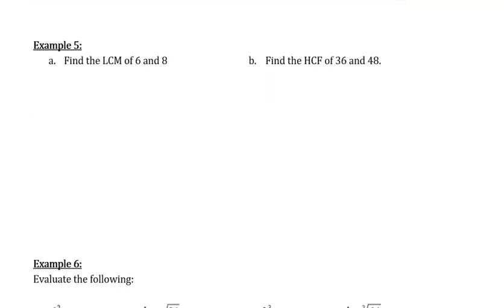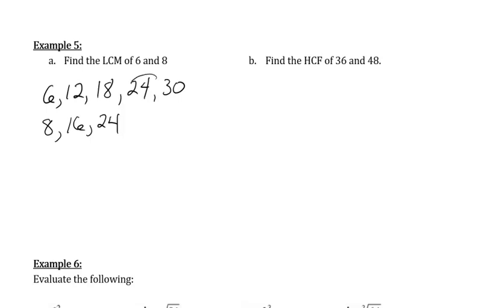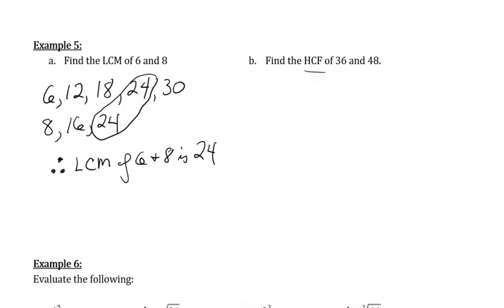Now let's find the lowest common multiple of 6 and 8. First, let's list the multiples of 6 and 8. 6 times 1 is 6. 6 times 2 is 12. 6 times 3 is 18. 6 times 4 is 24. 6 times 5 is 30. And the multiples of 8. 8 times 2 is 16. 8 times 3 is 24. I'm done. I don't have to go any further. So therefore, the lowest common multiple of 6 and 8 is 24.